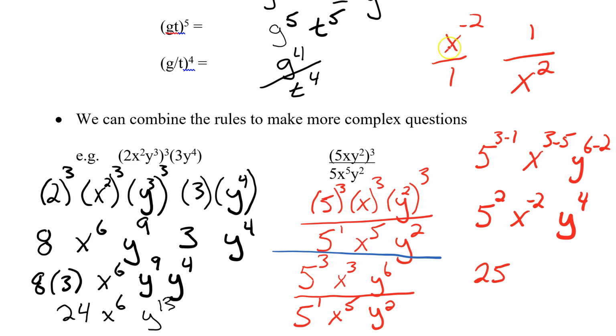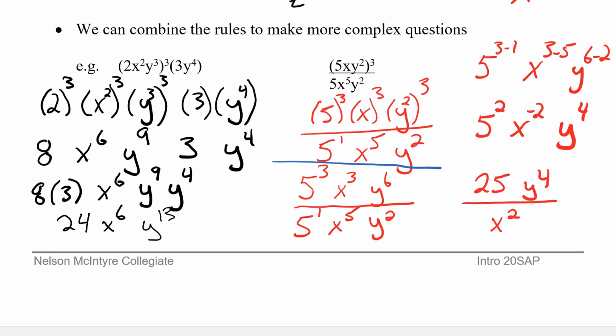So essentially what I have to do is bring the x to the denominator. So I'm going to make a line, and I've got x squared in the denominator. Now technically I have 1 in the numerator, but I'm going to times 1 by 25. 1 times 25 just stays as 25. And then I've got y to the 4th. So my final answer here is 25 y to the 4th over x squared. Okay, let's go take a look at our next page.